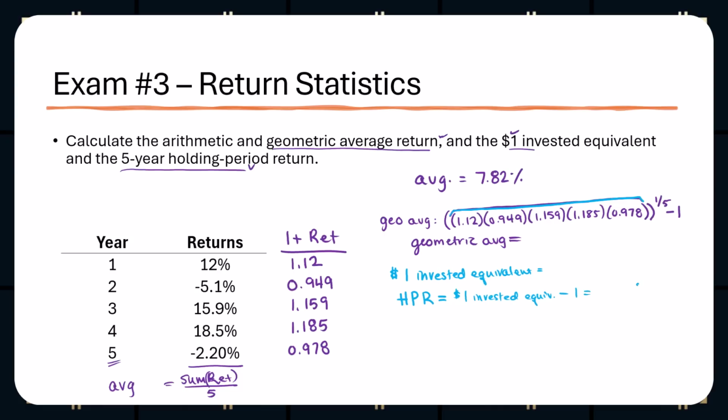Now that won't be $1, that'll actually be a percentage, whatever that answer is that we find in the financial calculator. That means that when I start this problem, I'm going to do the inside part of the geometric average. That's going to represent the dollar invested equivalent. I'm going to then raise it to the 1/5 power and subtract 1, to find the geometric return. I'll circle back and subtract 1 then to find the HPR.